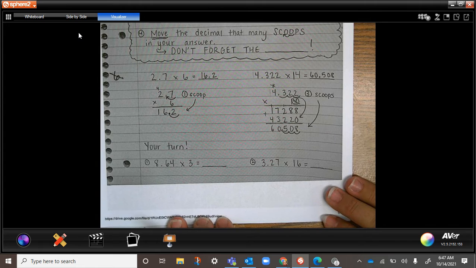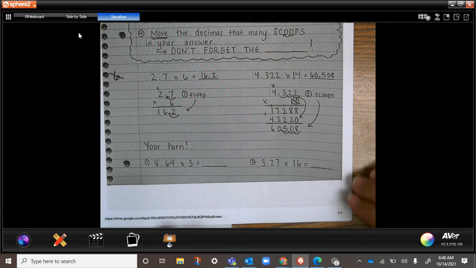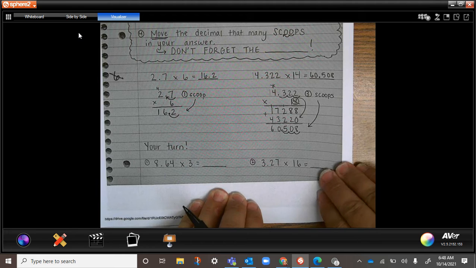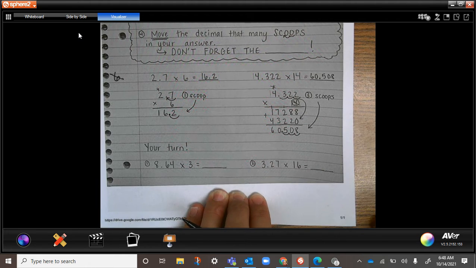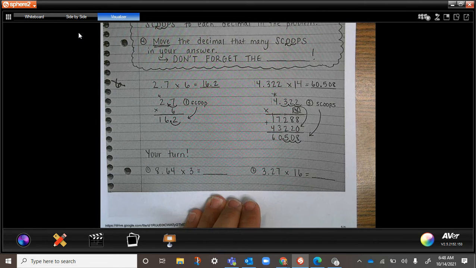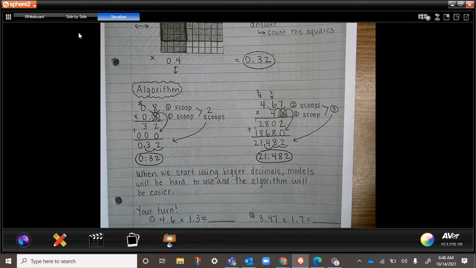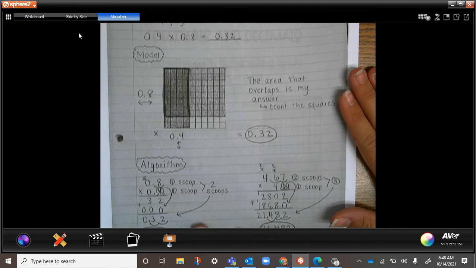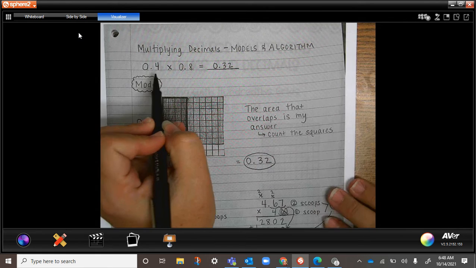All right, there's a couple problems down here that you could try. Make sure you're using your steps. And then you can solve those either with a model or with the algorithm, or if you do both, the answer that you get for the model should be the same as you get for your standard algorithm. All right, the next thing is now we're going to go decimal to decimal.